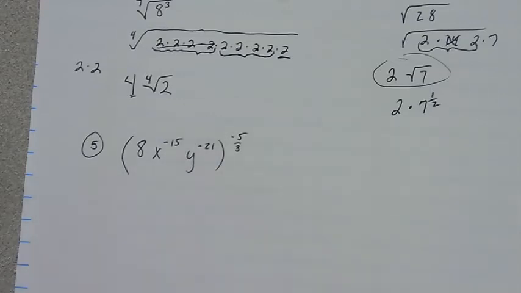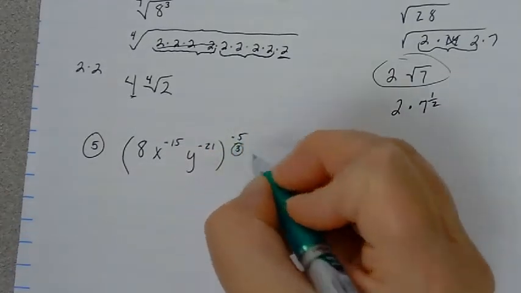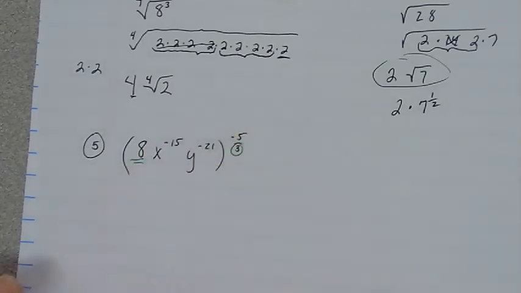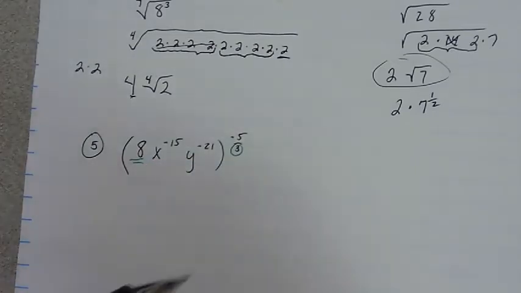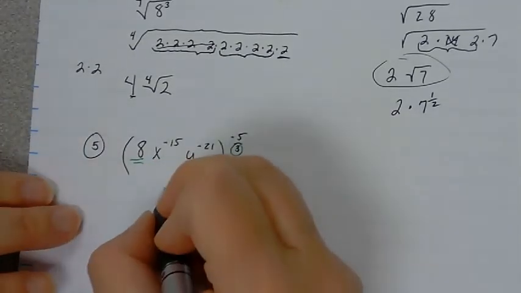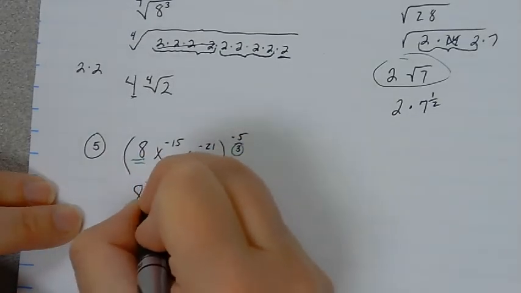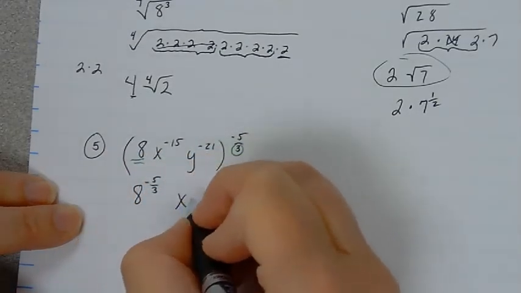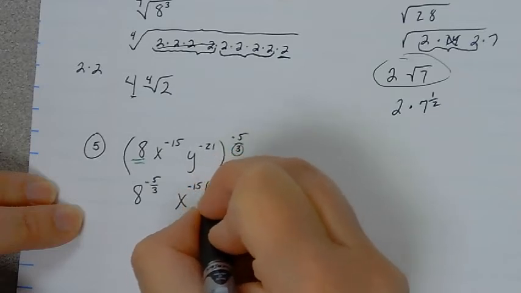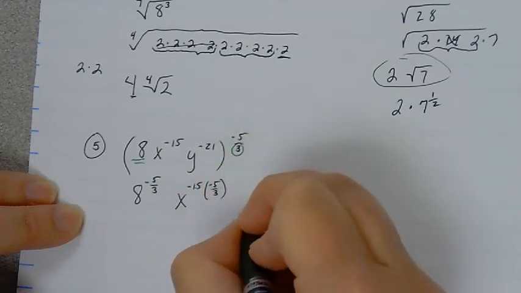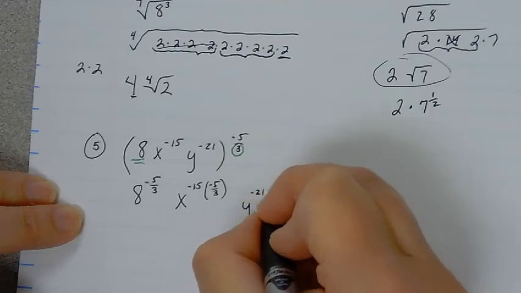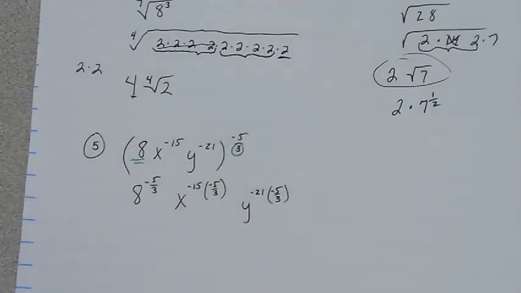What I would probably do on this one is, since I noticed that there's a 3 here, and that means cube root, and 8 actually has a cube root, I'm probably going to turn this into a problem where I can just take the cube root of everything. So I'm going to do 8 to the negative 5/3 power, and x to the negative 15 times negative 5/3 power, and y to the negative 21 times negative 5/3 power. So I just applied the power to each term.